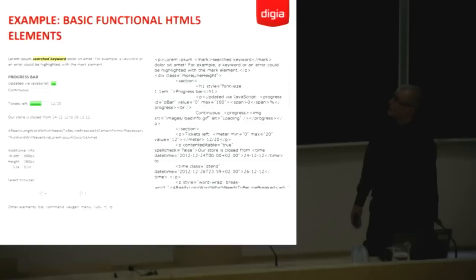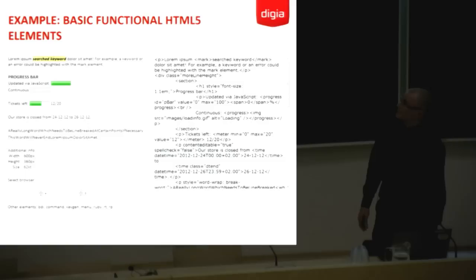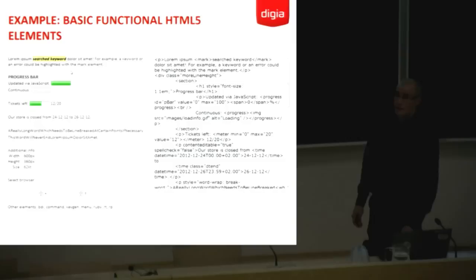Okay, let's have a look at basic functional HTML5 elements. The mark element indicates that something needs to be popped out or highlighted. For example, if I'm searching for something on a web page and the page crawls its data and shows it to me, it would be very good to have the found words highlighted like this. The mark element is exactly meant for this type of need.